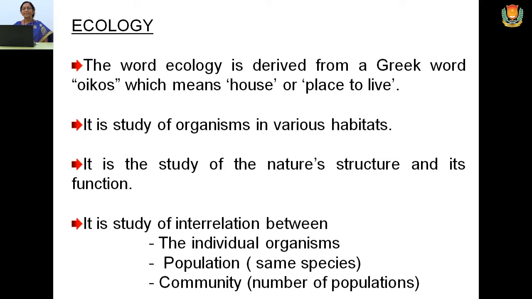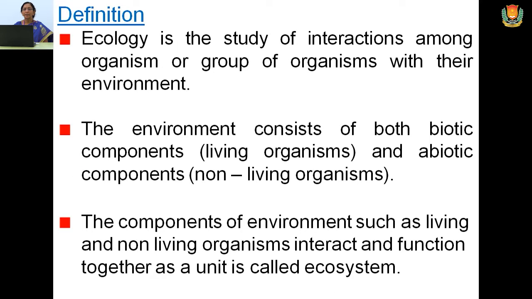Now let us see the definition of the ecosystem. The components of the environment such as living and non-living organisms interact and function together as a unit is called as ecosystem. Now the parts of the ecosystem are interdependent. So if there is any damage or imbalance of the ecosystem, then there will be a problem in the process of life.